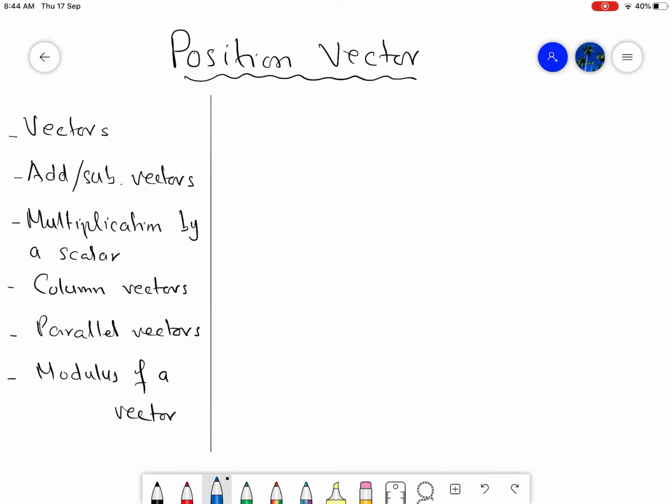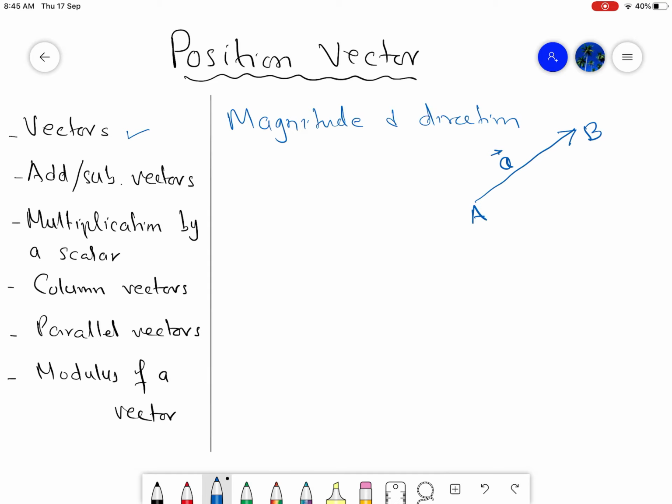Before we start our discussion about position vector, let us have a quick recap of what we have covered so far in vectors. First of all, the definition of a vector is that these are physical quantities which can be described by magnitude and direction. These can be represented by a straight line with an arrowhead at one end. You can name them as, for example, AB, or using small letters, say vector A.